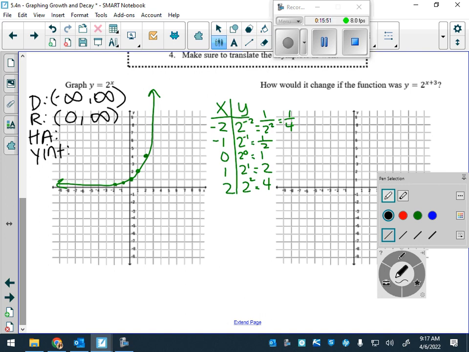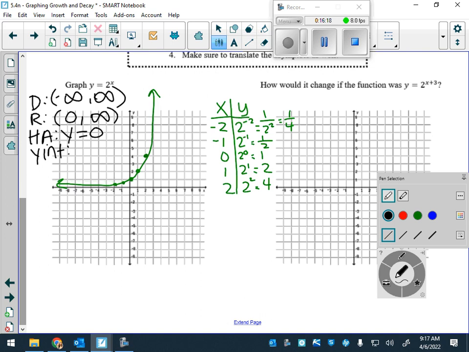What is our horizontal asymptote? Y equals 0. And any time you're explaining your horizontal asymptote, it must be written as an equation. It's a boundary line. So the horizontal asymptote can change, and we're going to see it in a little bit. But automatically, if there's no movement, it's y equals 0.